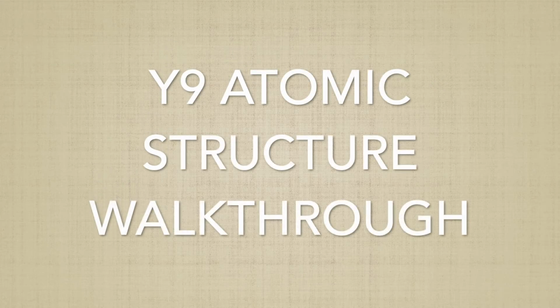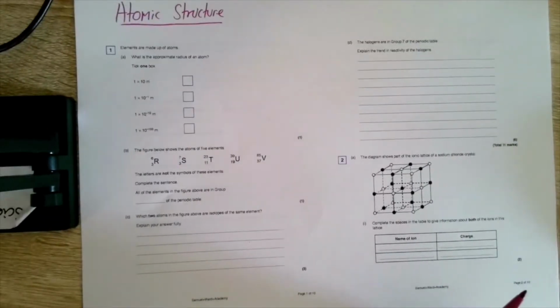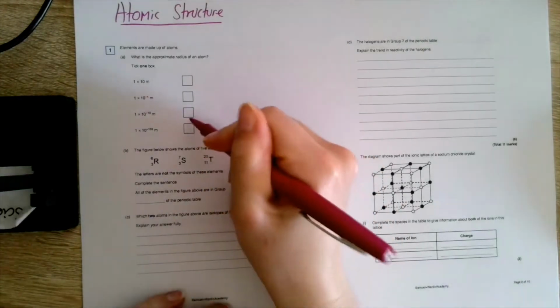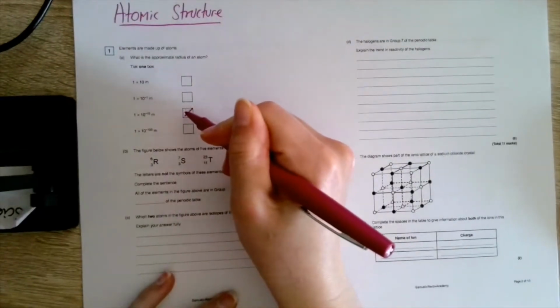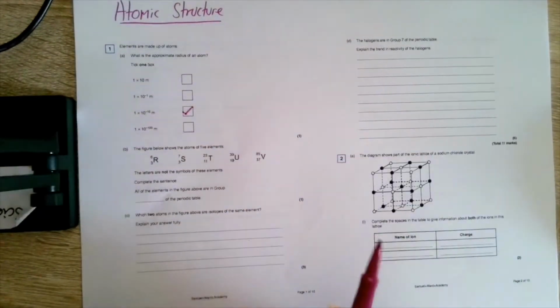Okay, so we're going to go through the atomic structure exam questions that you did. The first question is asking the approximate radius of an atom. So this is our 1 times 10 to the minus 10 metres.